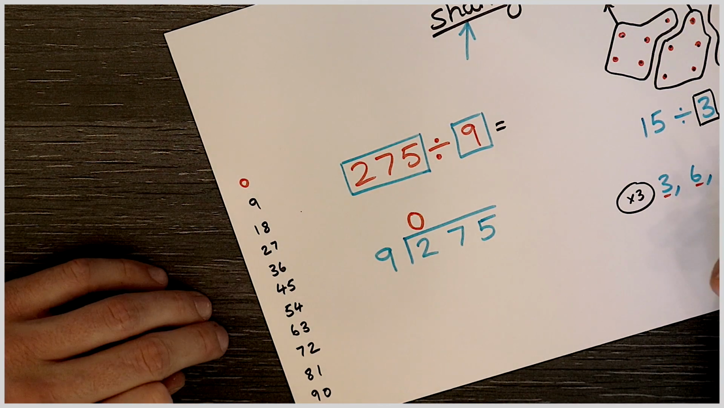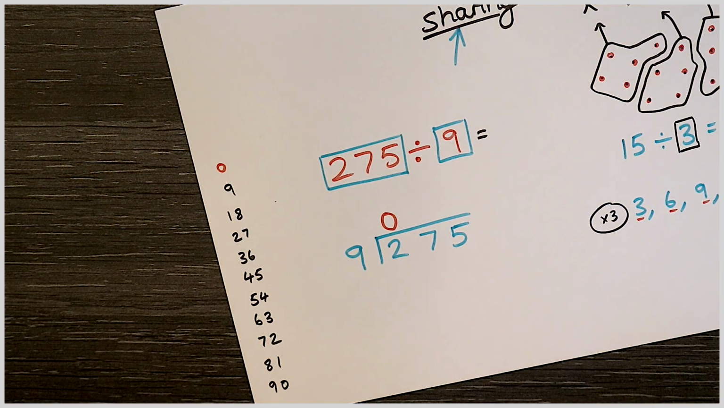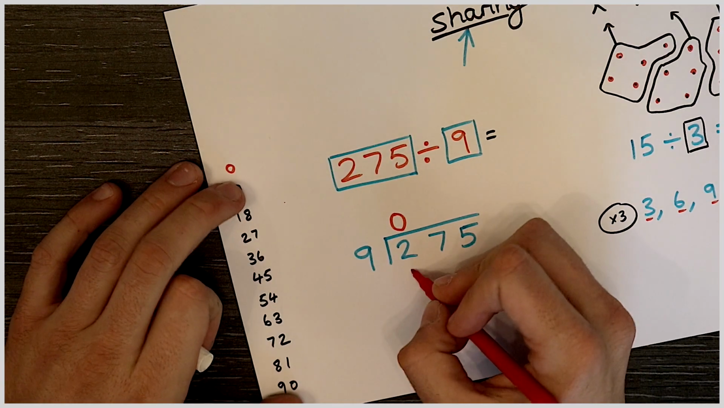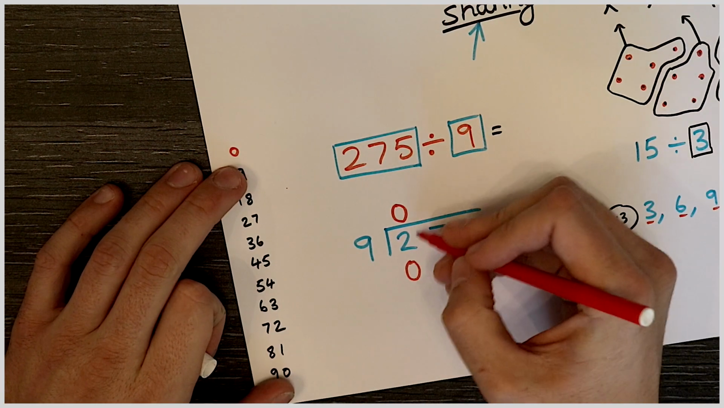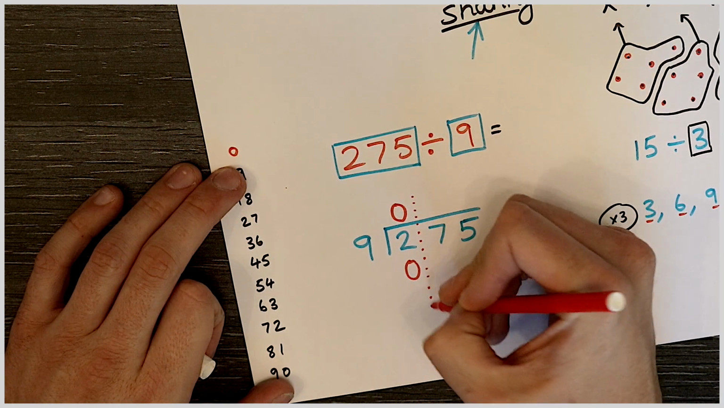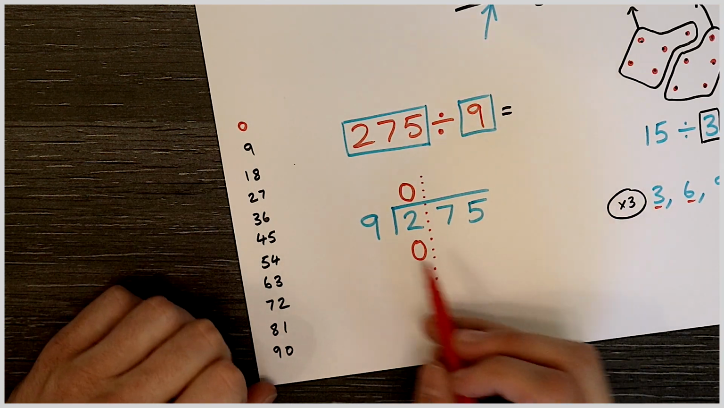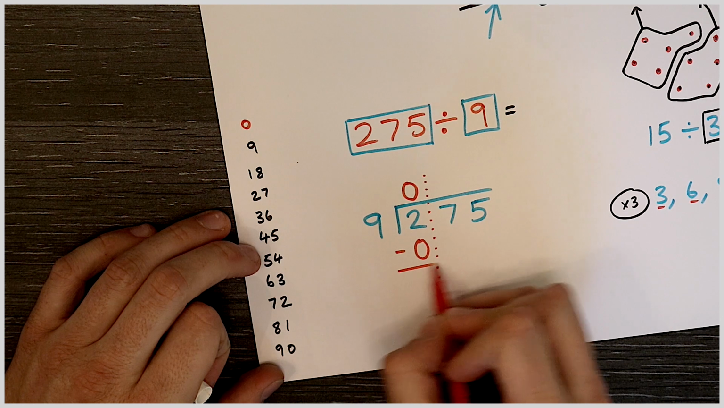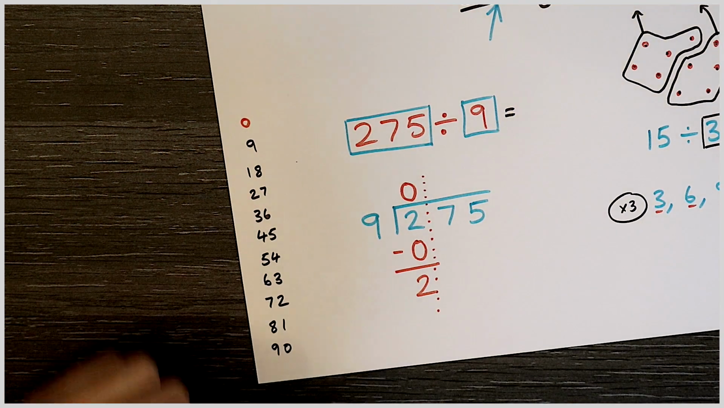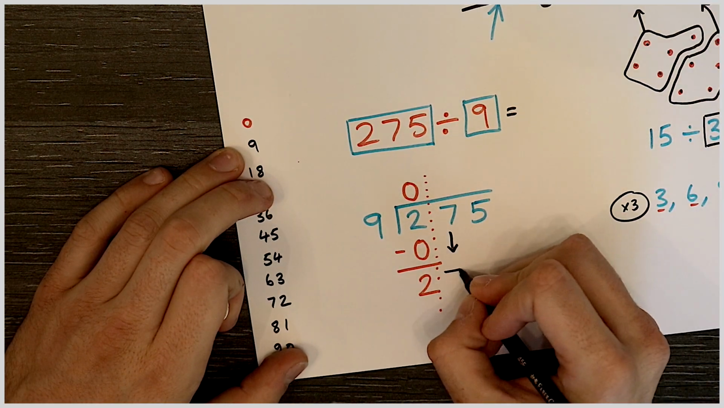It doesn't fit. We know that multiplication is the inverse of division. So 9 times 0 is actually 0. Now, I'm just going to split this up like this so we can see what's happening here. This 0 and this 2, we're going to take them away. And we still got the 2, okay? So we've still got a 2. We're not finished. Let's drop down the 7, okay?